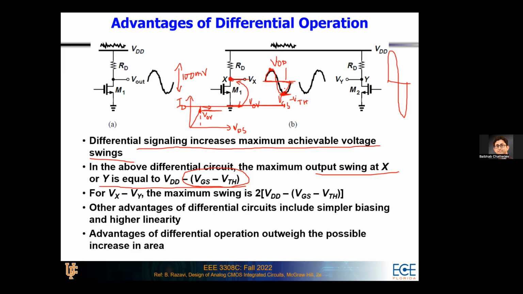So what is the total maximum amount of swing possible? That is VDD minus V overdrive. Right? So that is the maximum output swing at either point X or point Y. Individually, that output swing can only be VDD minus V overdrive. But if you take Vx minus Vy, that swing becomes 2 times VDD minus V overdrive. So you can get a larger amount of output swing if you're doing the differential operation.